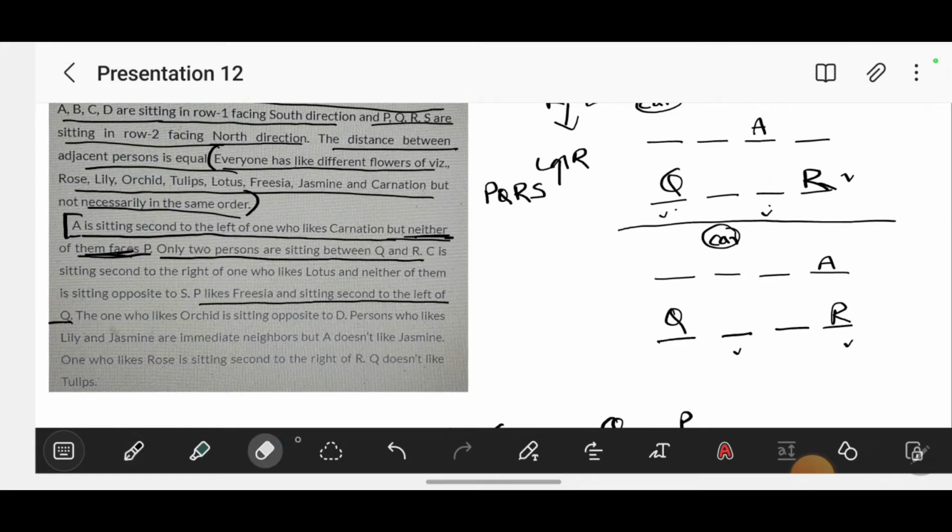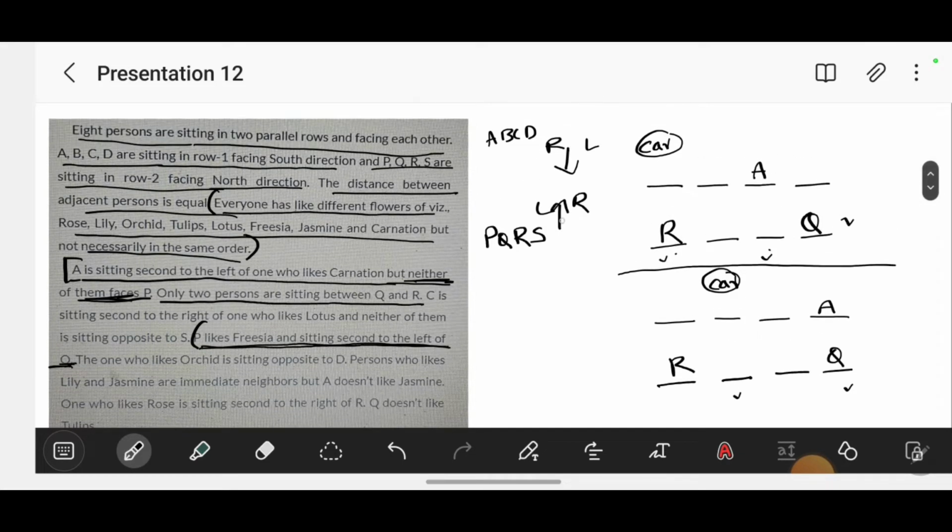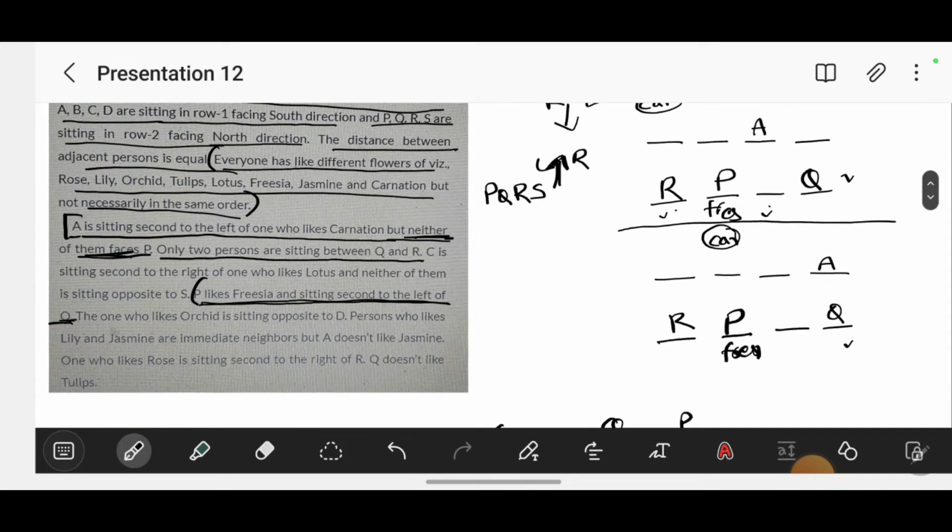Oh, sorry guys, this is north direction, no? Take this Q here and R here, Q here and R here, because P likes freesia and sits second to the left of Q. Second to the left of Q means P here, and he likes freesia. Right, freesia here and freesia here. Okay, let's go with the question.